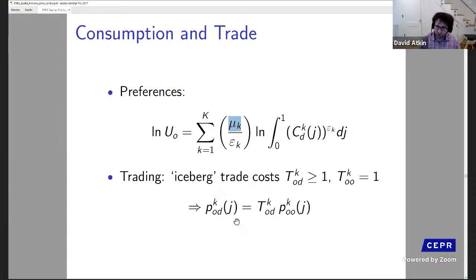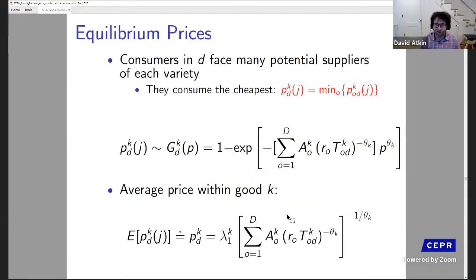And there'll be some iceberg costs of trading, T, where if I want to consume a good produced in O in location D, I have to pay this iceberg cost T_KOD on top of the price in the origin.